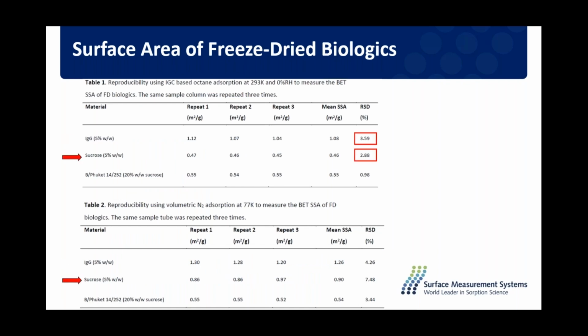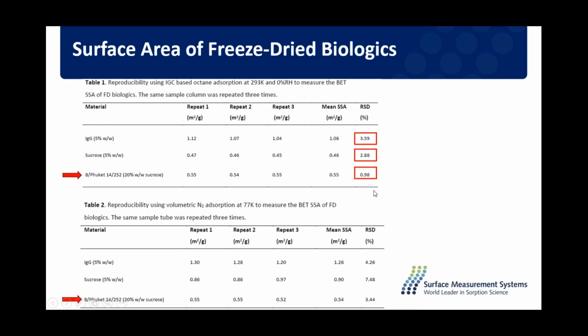If we compare the different techniques, you can see that we get good agreement. On the top, we have the IGC measurements. On the bottom are the nitrogen measurements. You can see here an average of 1.08 and 1.26, very close. Sucrose, 0.46 and 0.9. And the antigen, 0.55 and 0.44. So the numbers generally agree.